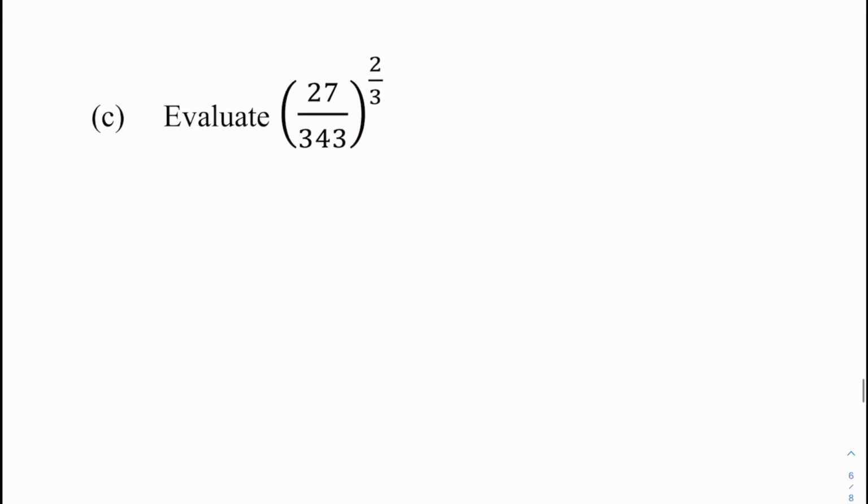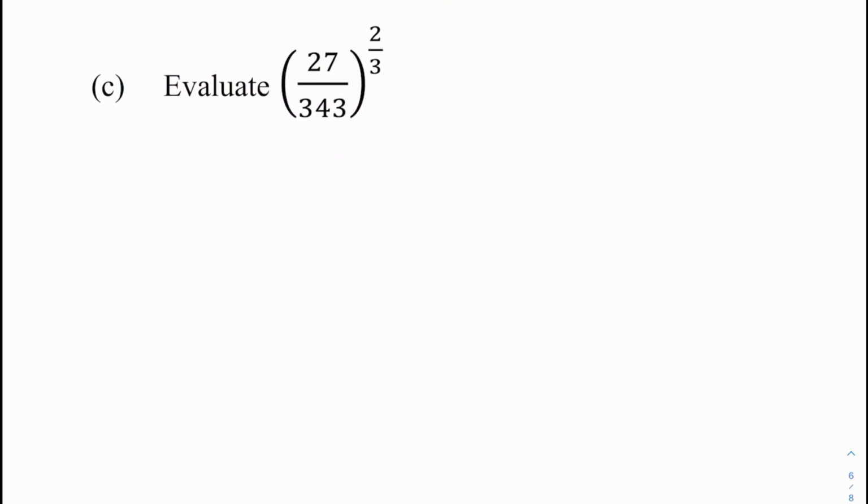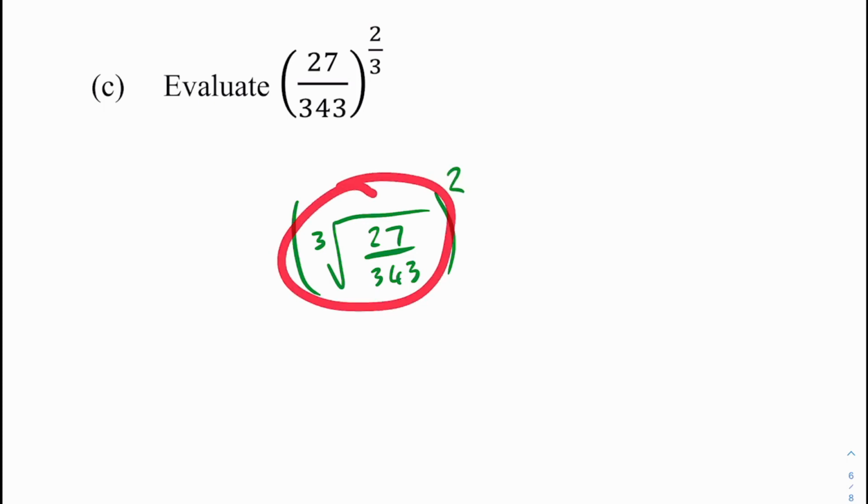Okay, next question, we need to evaluate this expression here. The first thing to do is to realise the 3 is a cube root and the 2 is a squared. So what we do is we write down our expression. So we've got the cube root of 27 over 343, and the entire thing is being squared. Okay, so let's solve inside the brackets first.